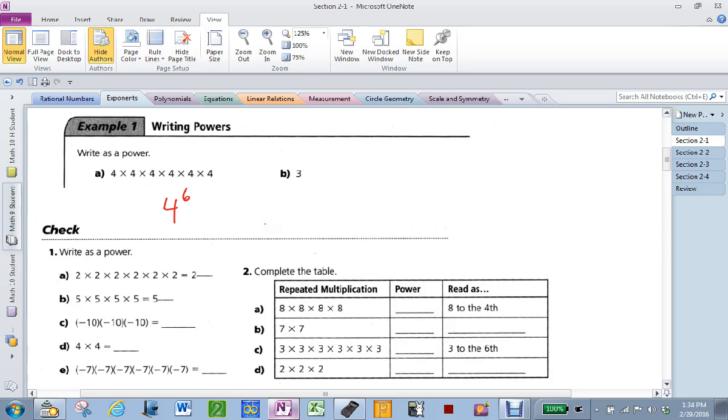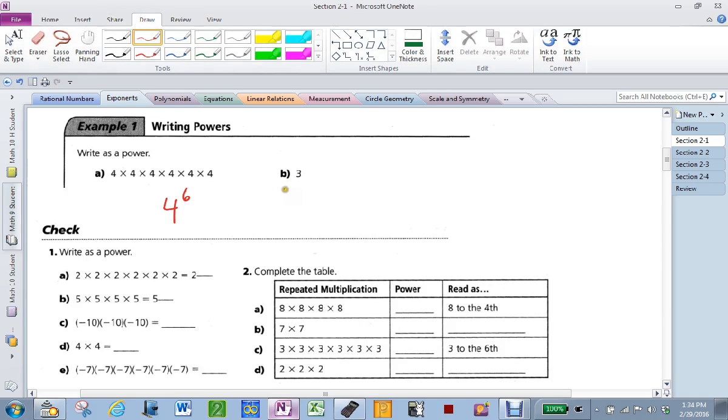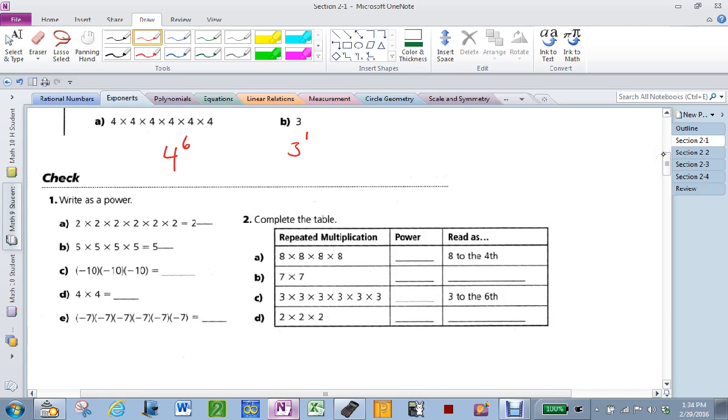Yes. So, what's this one? What's the base? 3. How many times does it repeat? Once. So this is 3 to the 1. Everybody good? We would never write it except in math class when we're saying write it as a power. So you got it, 3. All right, everybody good? Great. Fill in 1 and 2. Go. 4, 5.